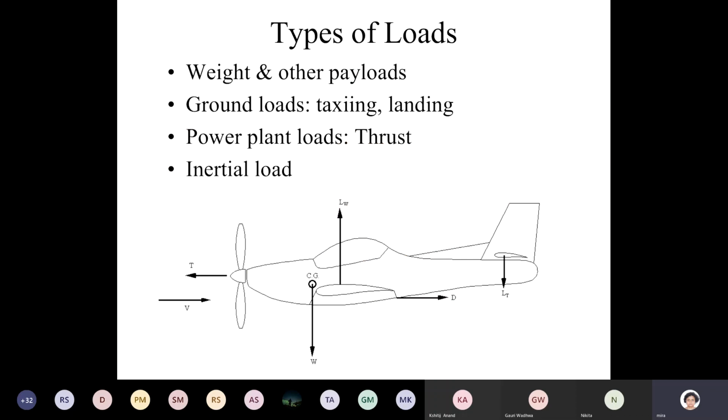The other type of load that is experienced is the weight or payloads, the ground load that happens because of taxiing and landing, the reaction force from the ground, the power plant load, the engine load primarily, which is the thrust, and the inertial load that is experienced during different maneuvers. So different forms of maneuvers.